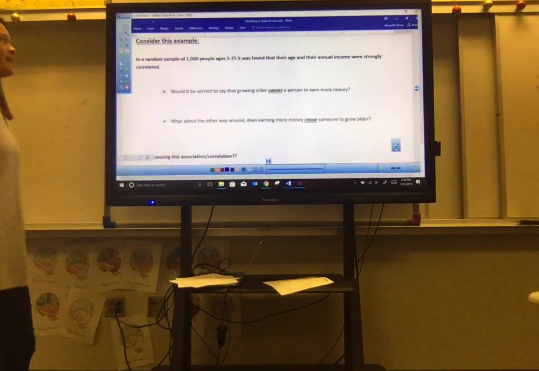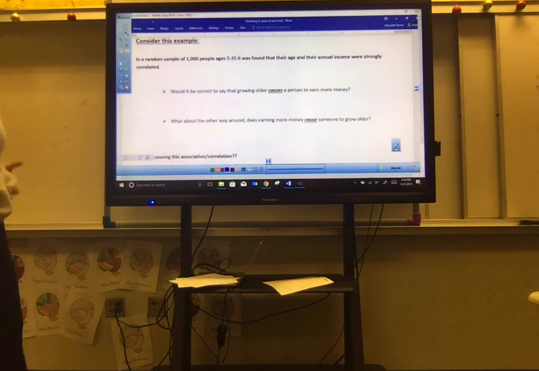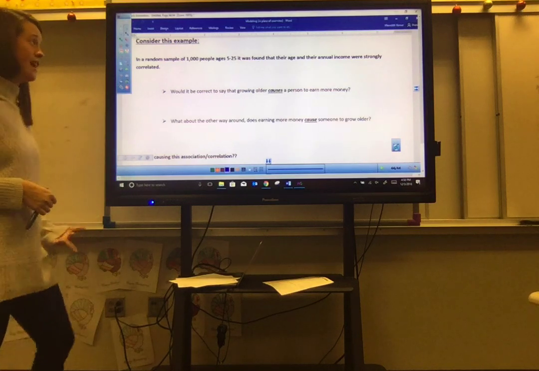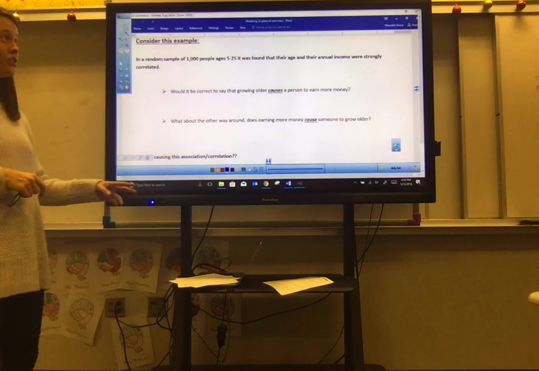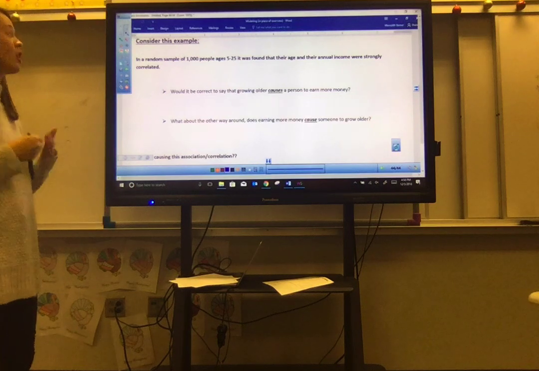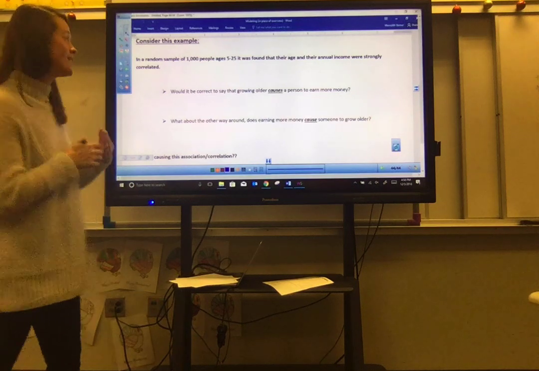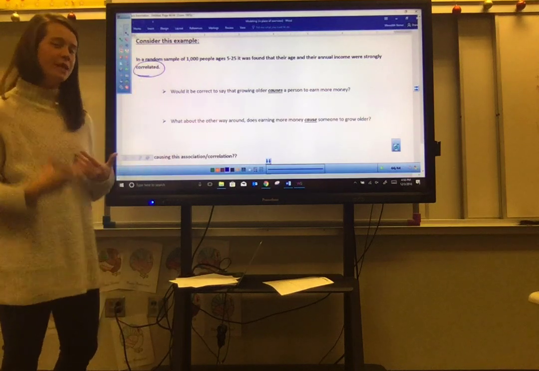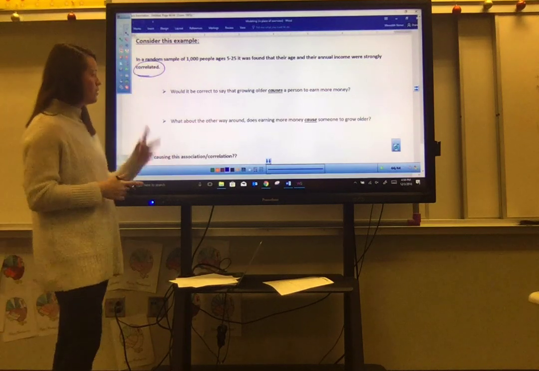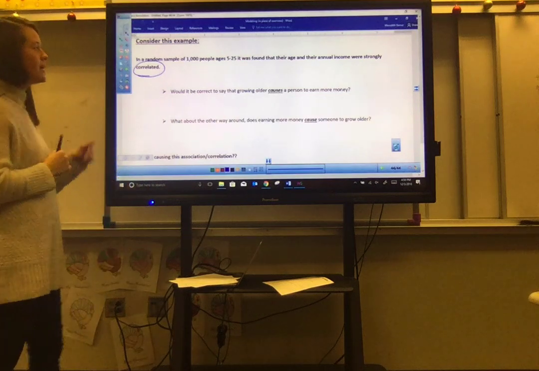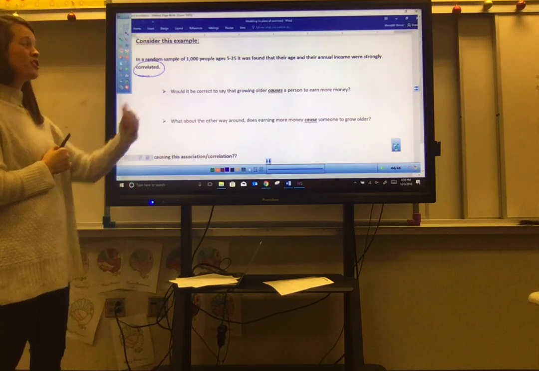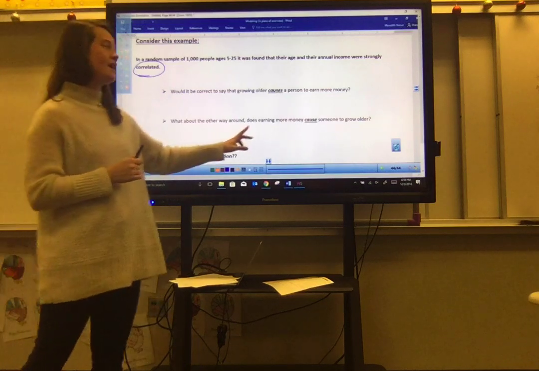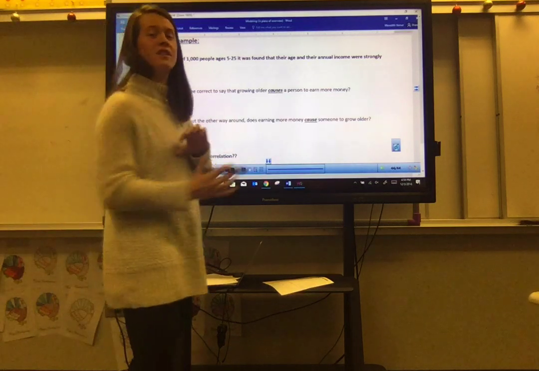So now let's look at something like this on the next page. It says in a random sample of 1,000 people ages 5 to 25, it's found that their age and their annual income were strongly correlated. So that's something we're going to define here soon, that correlated word. It's talking about a relationship between two things. So let's look at these two statements. Would it be correct to say that growing older causes a person to earn more money? Or would you say that it's earning more money that causes a person to grow older?